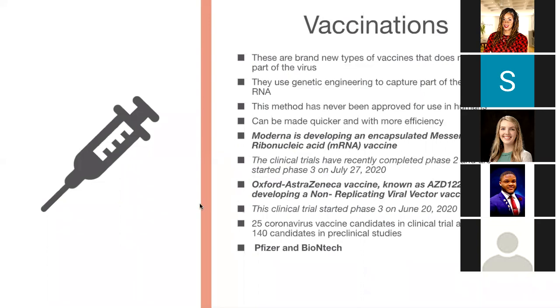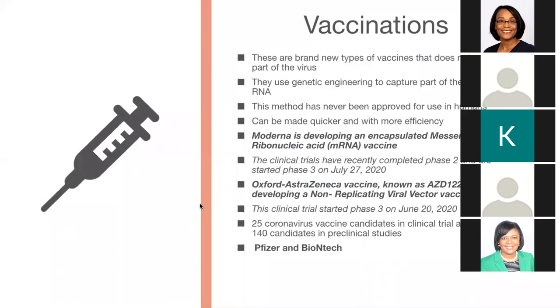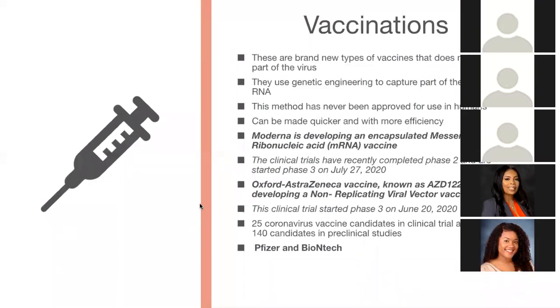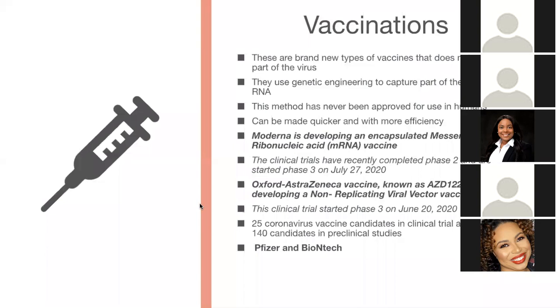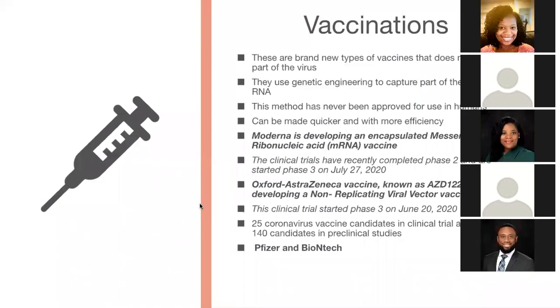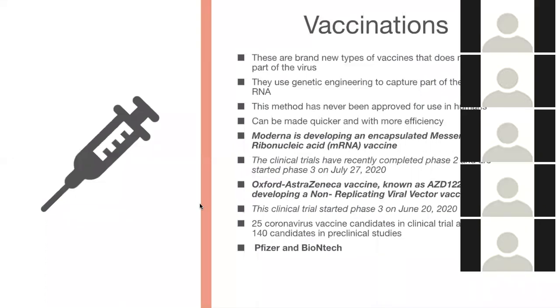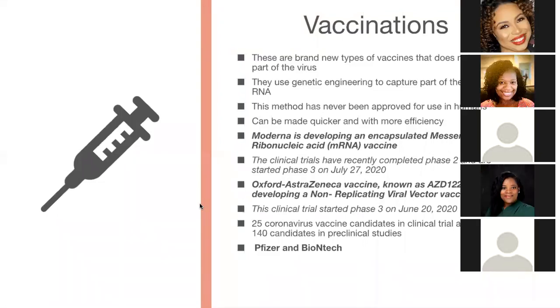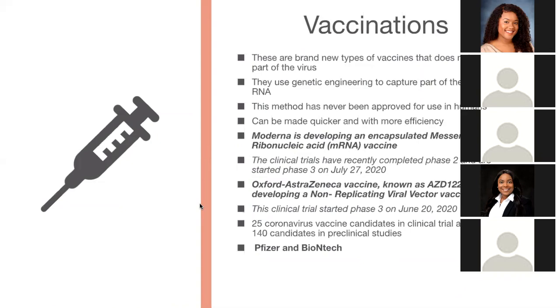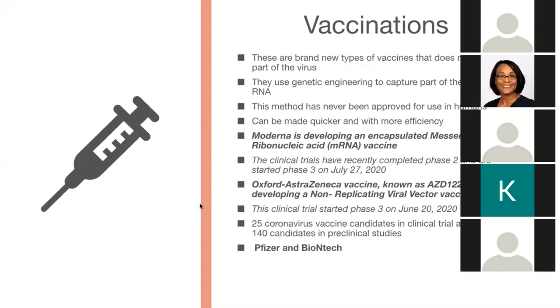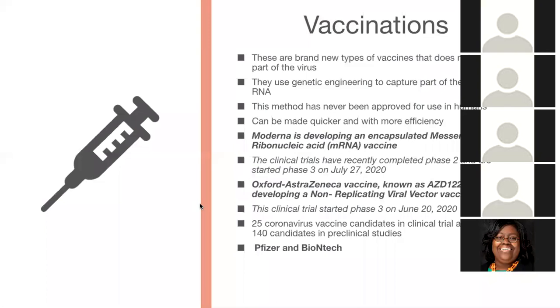The Oxford AstraZeneca vaccine, known as AZD1222, is a non-replicating viral vector vaccine. Phase 3 of this clinical trial started on June 20th. And according to the World Health Organization, AZD1222 is one of the potential COVID-19 vaccines that are being tested in clinical trials. Currently, there are 25 coronavirus vaccines in clinical trials and more than 140 in preclinical studies.